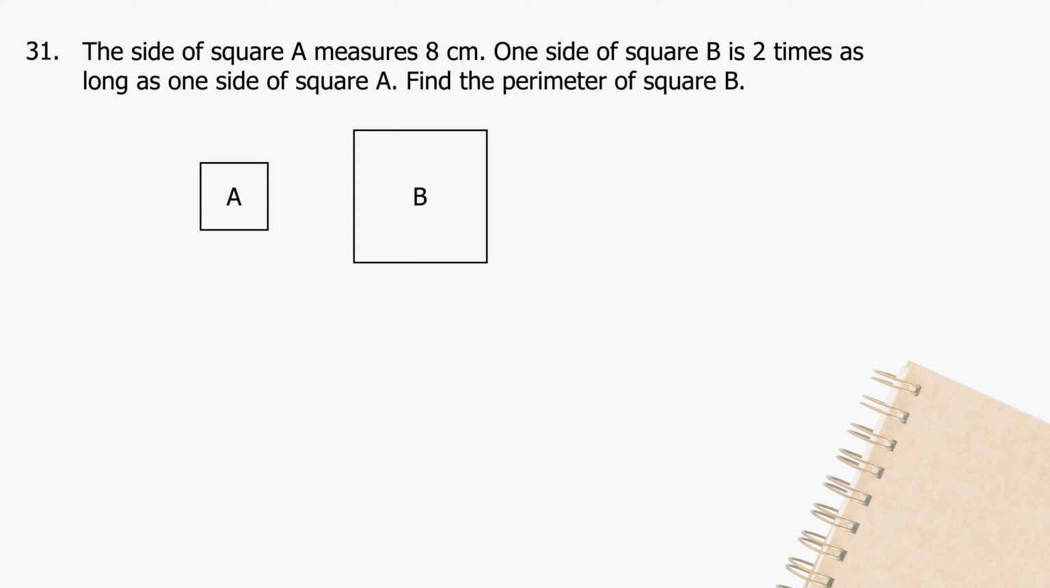Question 31. The side of square A measures 8 cm. One side of square B is 2 times as long as one side of square A. Find the perimeter of square B.